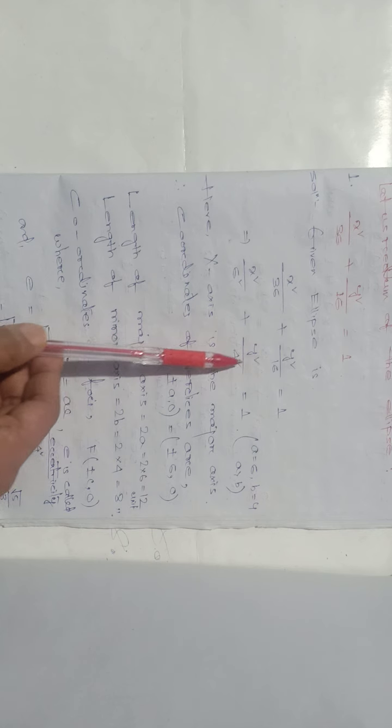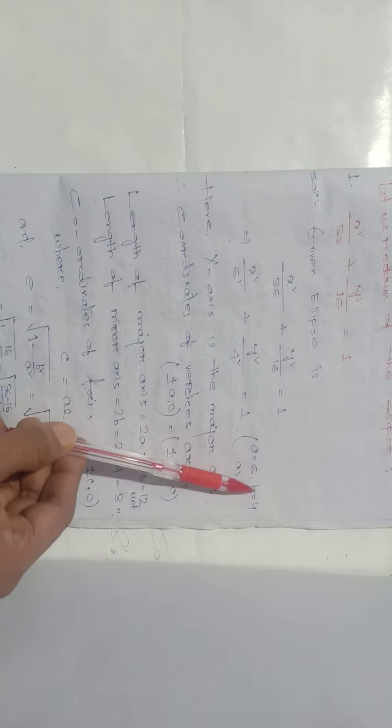The first one is: for the given ellipse, find the coordinates of the foci, the vertices, the lengths of the major axis and minor axis, the eccentricity, and the length of the latus rectum. So the given ellipse is x square by 36 plus y square by 16 equal to 1. It can be written as x square by 6 square plus y square by 4 square equal to 1. Here a equals 6 and b equals 4.